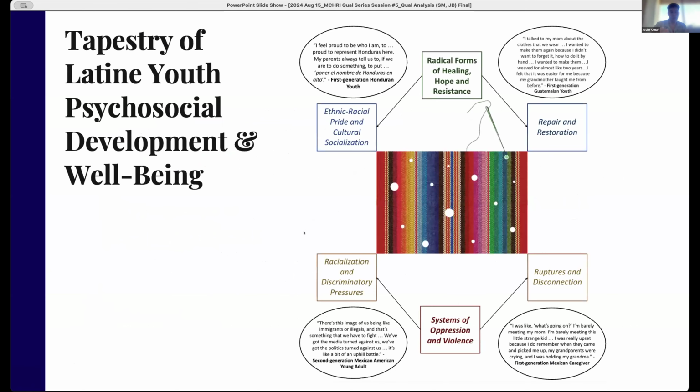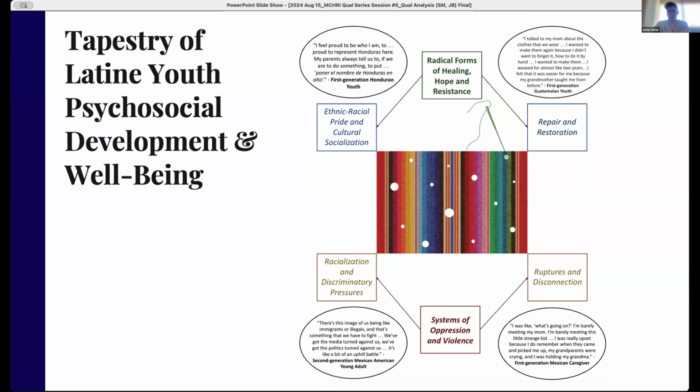Beautiful. Out of that coding process and analysis process, we've developed this broad theory of development for Latina youth. It's hard to see, but this idea of a tapestry came out of an interview we conducted with one of the youth. They had shared this practice of weaving traditional, culturally specific clothing. It was a practice they wanted to remember because their grandma had taught them, and they wanted to keep that link both to their family and to their broader cultural identity and cultural tradition.